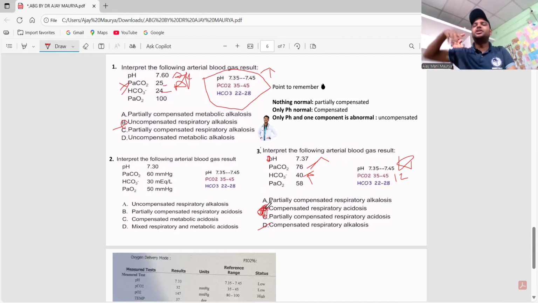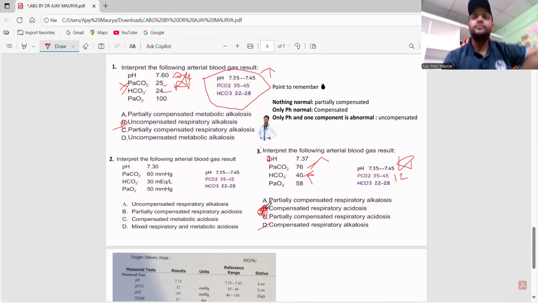It means the lung is working hard to maintain the pH against the bicarb, which is respiratory. Let's interpret this one, guys. pH is what? 7.30. First of all, check: is 7.30 normal? No. It is below 7.35, so it will land up in acidosis.